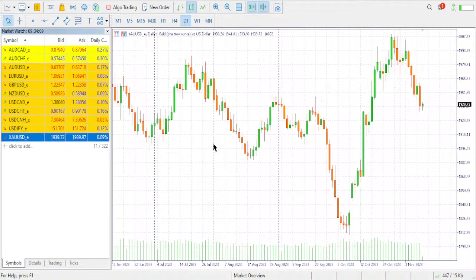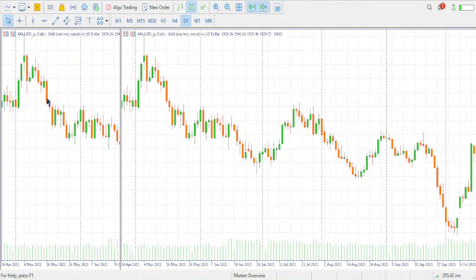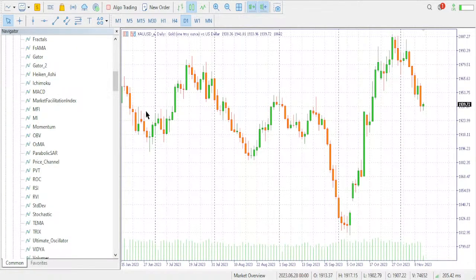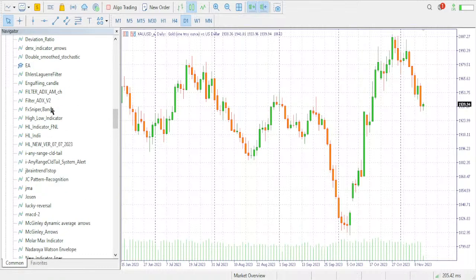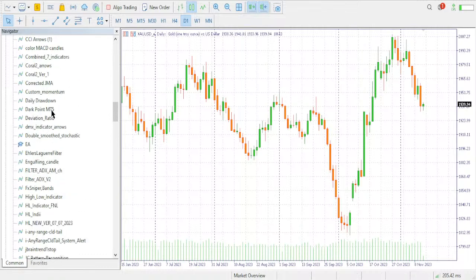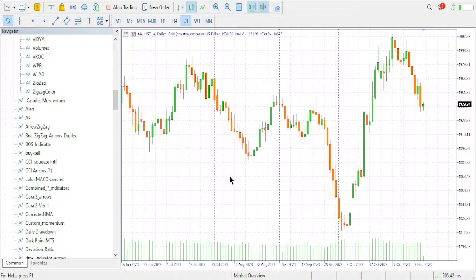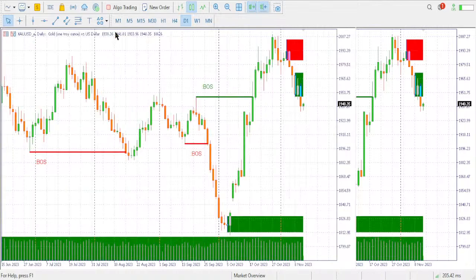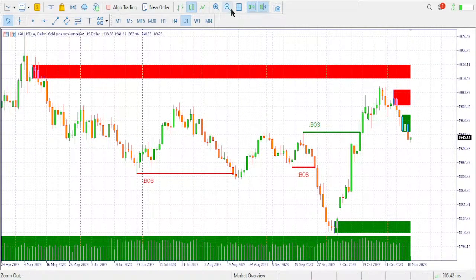My other chart is gold. On gold so far, I want us to attach an indicator. We're going to attach the break of structure indicator. This is a custom indicator. We build it on our own. On this chart, based on this indicator we are having, these are the levels we are focusing on.